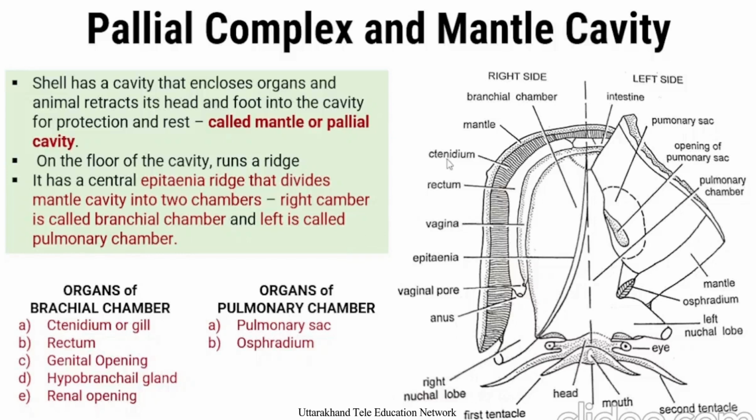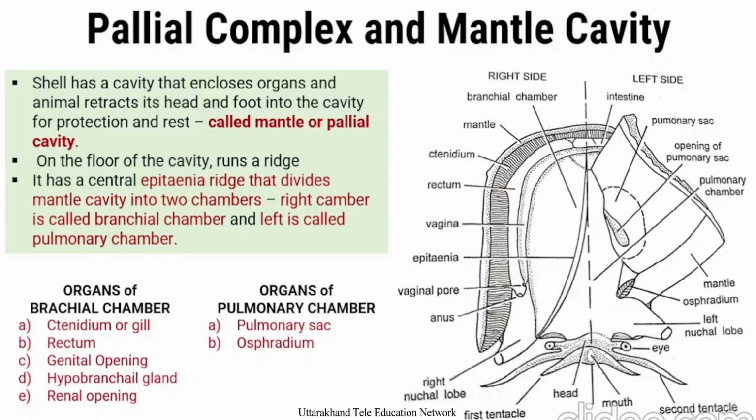Here you can see the ctenidium, these gill-like structures. It lies at the extreme right side of the mantle cavity, hanging vertically downwards from its dorsolateral wall. This looks like a cone. You can see here, this looks like a cone, and its gill filaments or lamellae are somewhat triangular in shape and free in the branchial chamber.